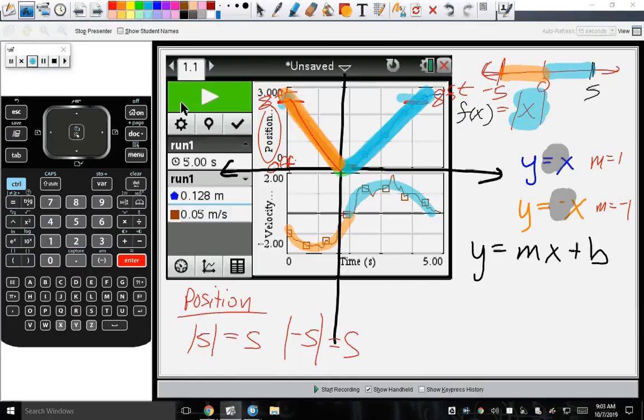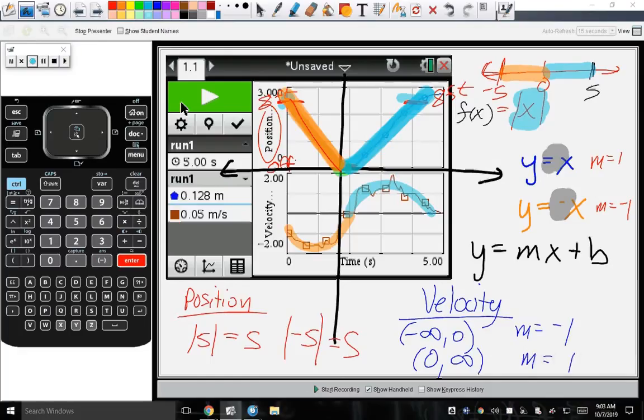Okay? The other part was velocity. Okay? And from negative infinity all the way to 0, the slope was negative 1 on this parent function. And from 0 all the way to infinity, the slope was a positive 1. You with me? What was the slope at 0? There's no slope.